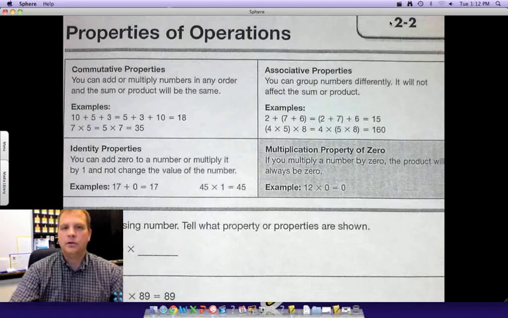Same thing when using multiplication. 7 times 5 is the same as 5 times 7. So the product is still 35.